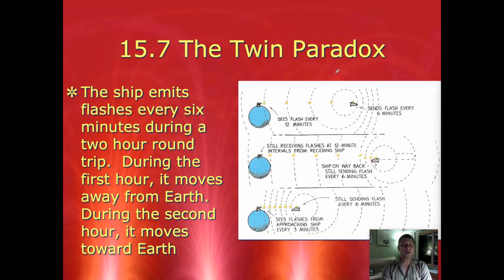So the ship is still emitting flashes every 6 minutes during a 2-hour round trip. During the first hour, it moves away from the Earth, and during the second hour, it moves toward the Earth. Altogether, the ship is going to send out 20 flashes in that 2-hour period.